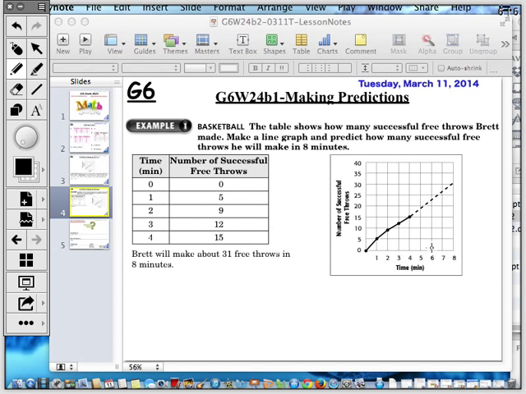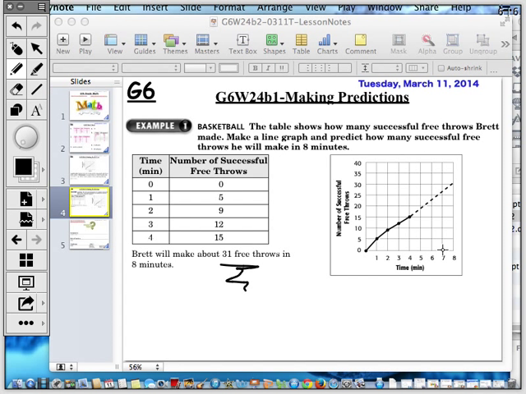Okay, at 6 minutes, how many free throws? 22 and a half. You can't have 22 and a half. So roughly 22, 23. Okay, what about at 7 minutes? 26. 26, 27. And then what about at 8 minutes? 30. 30, maybe 31. Okay? So the question is, predict how many free throws he can make in 8 minutes, and there's the answer, 31. Okay, so 30 or 31 would be fine because you're just making a prediction.